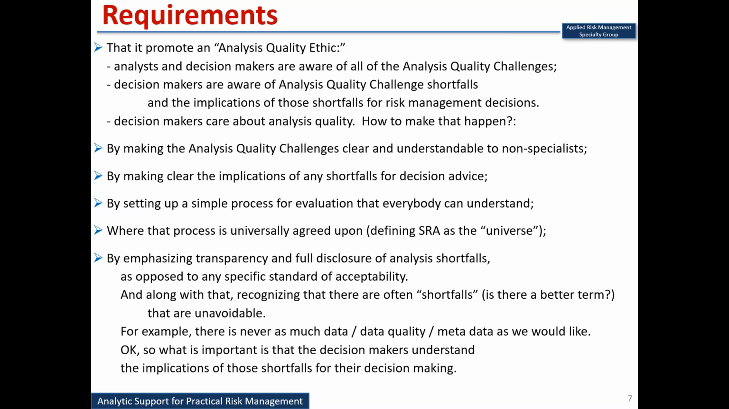Second bullet, analysis quality clear and understandable. They're not specialists. Short bullet, yeah, I've said this already. Fourth bullet, setting up a simple process for evaluation that everybody can understand. I mean, what is that? That DoD guidance for verification and validation. I don't remember what the numbers are. You can Google it. It's great.